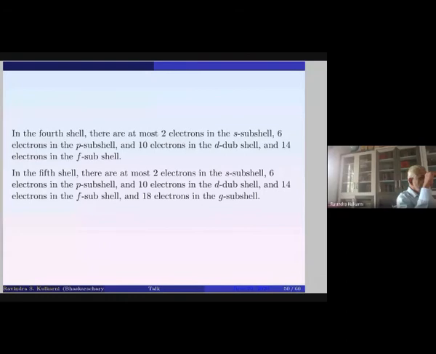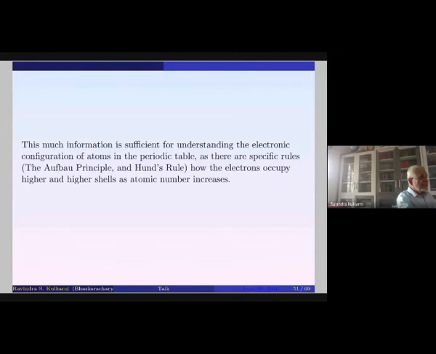This much information is sufficient for understanding the electronic configuration of atoms in the periodic table, as there are specific rules, the Aufbau principle and the Hund's rule. The Hund's rule deals with the spin of the electron, a spin of these elementary particles. And Aufbau principle, Aufbau is the German word, it's the construction principle. It explains how the electrons occupy higher and higher shells as atomic number increases.